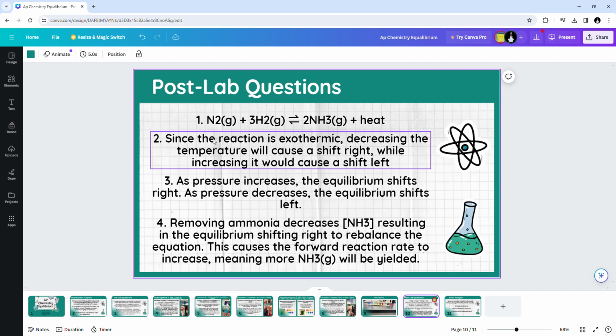For number 3, it asks, explain the effect of pressure on the equilibrium position for the reaction. As pressure increases, the equilibrium would shift right, and as the pressure decreases, the equilibrium would shift left. This is based on Le Chatelier's principle.